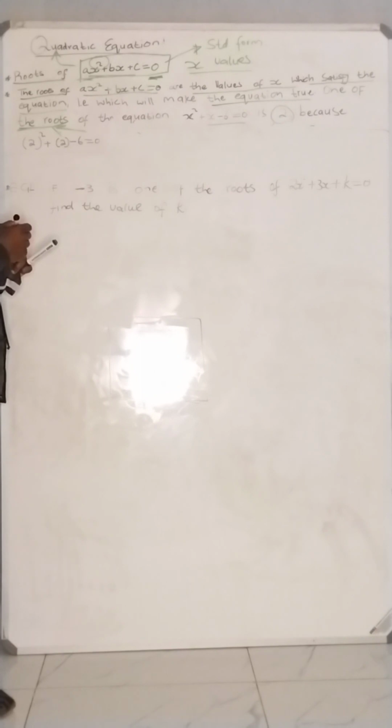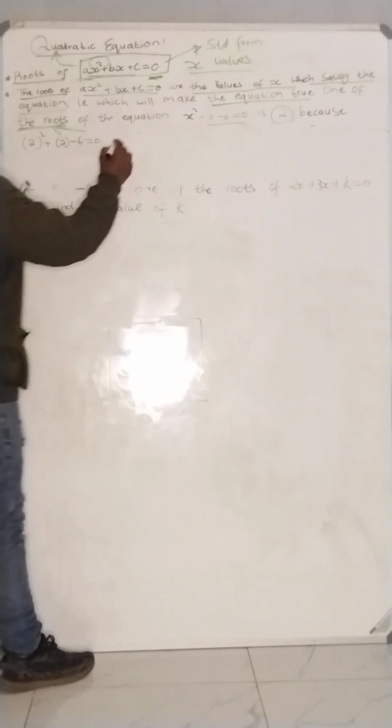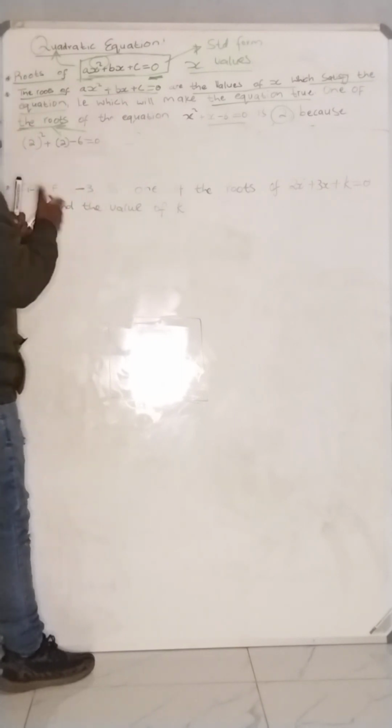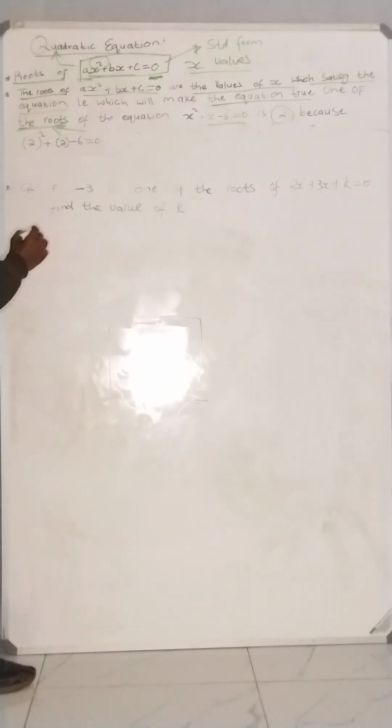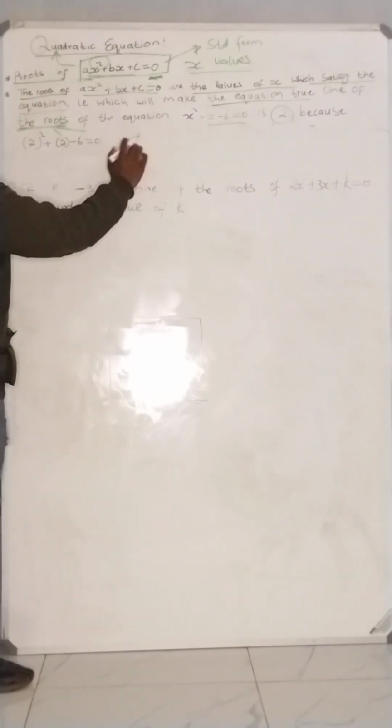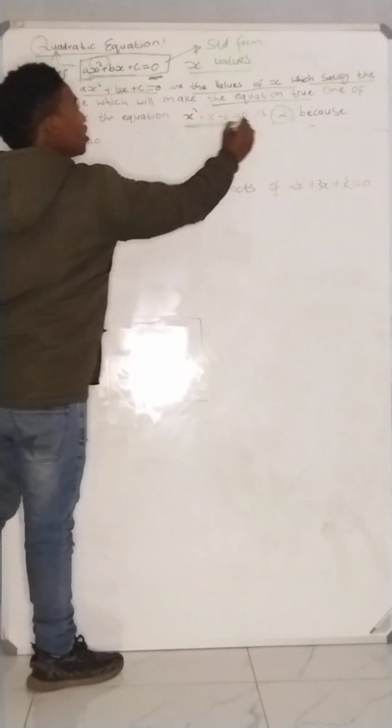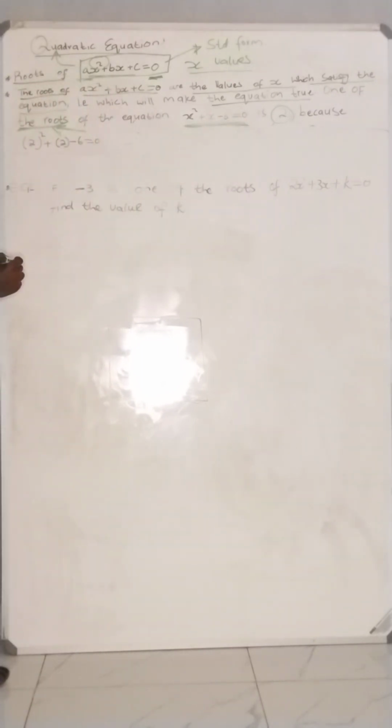For example, let's look at the first one, which is factorization. So we're going to factorize x squared plus x minus 6 equals 0.